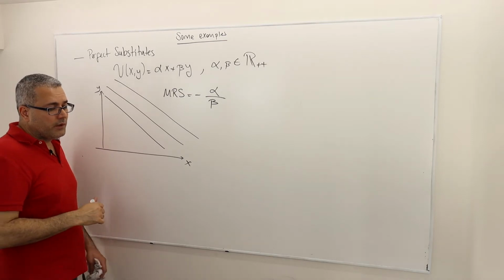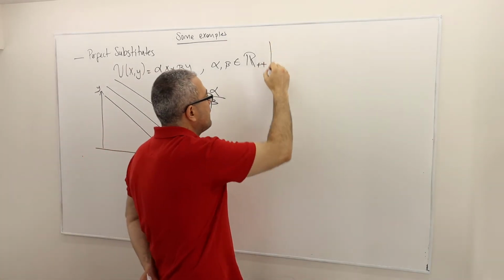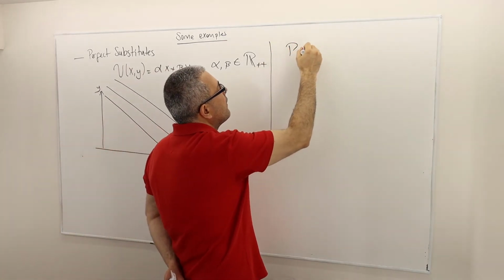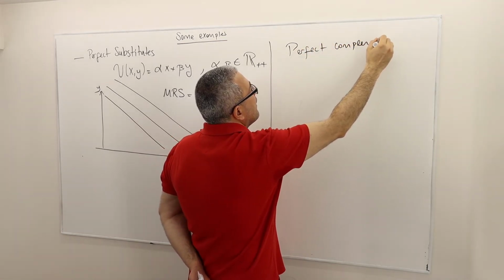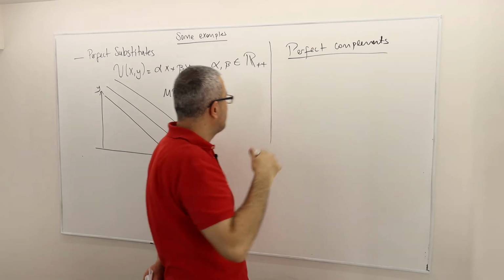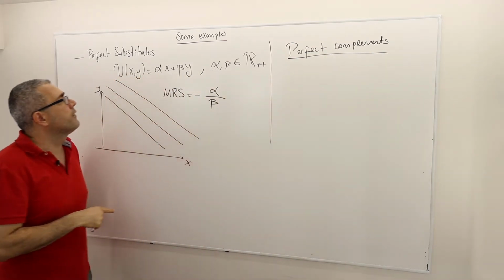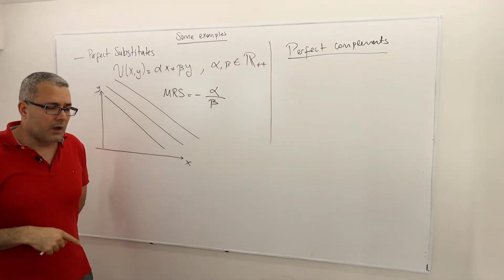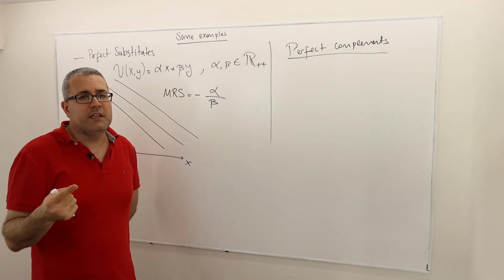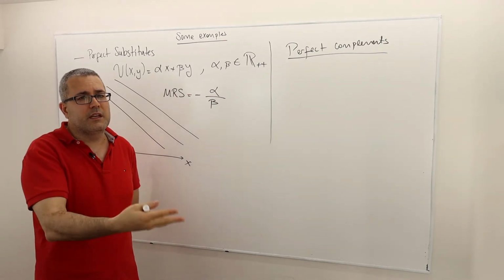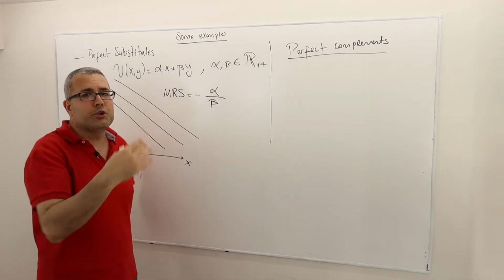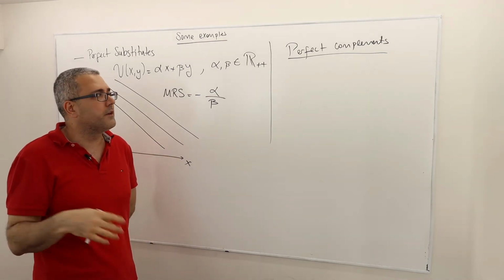All right. So the next one is perfect complements. Oh, by the way, just to mention, the standard examples for perfect substitutes are, like, coffee and tea. They are perfect substitutes for many people. If you don't have tea, I can get some coffee, etc. Or sugar and sweetener, for example, are perfect substitutes.